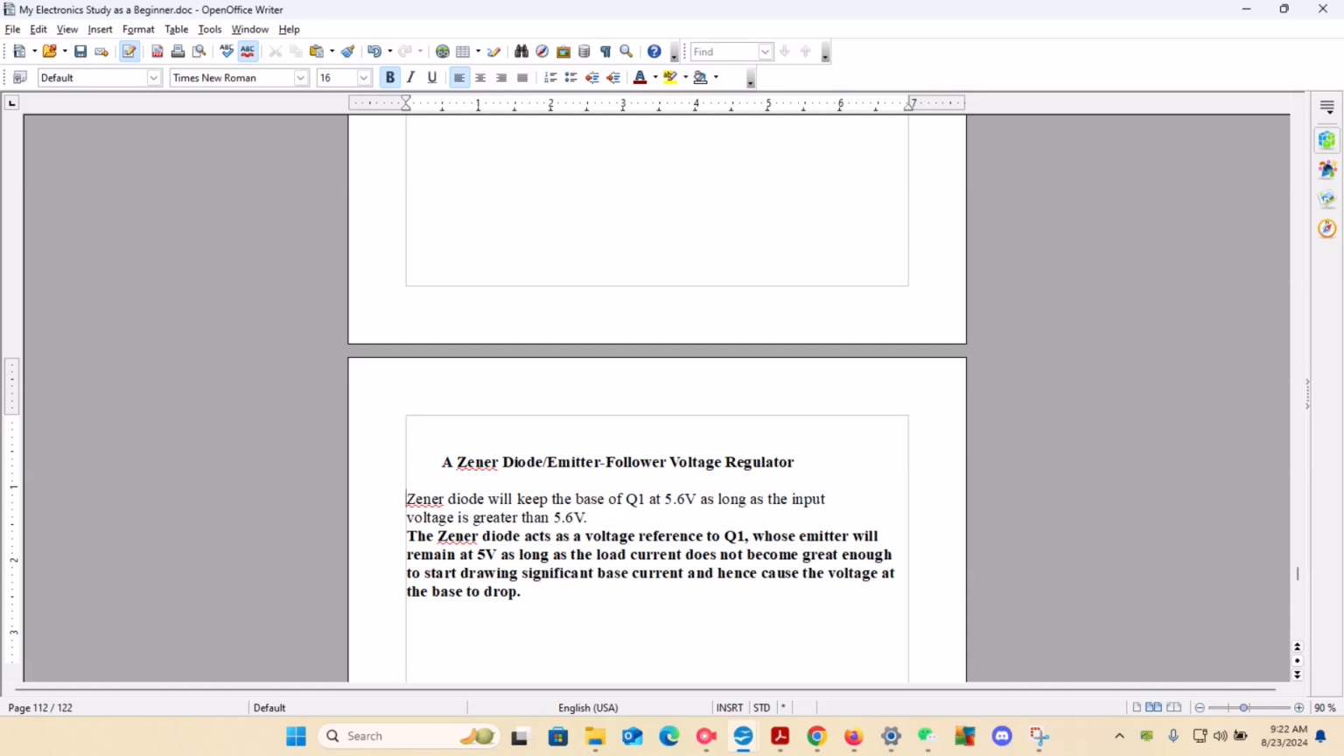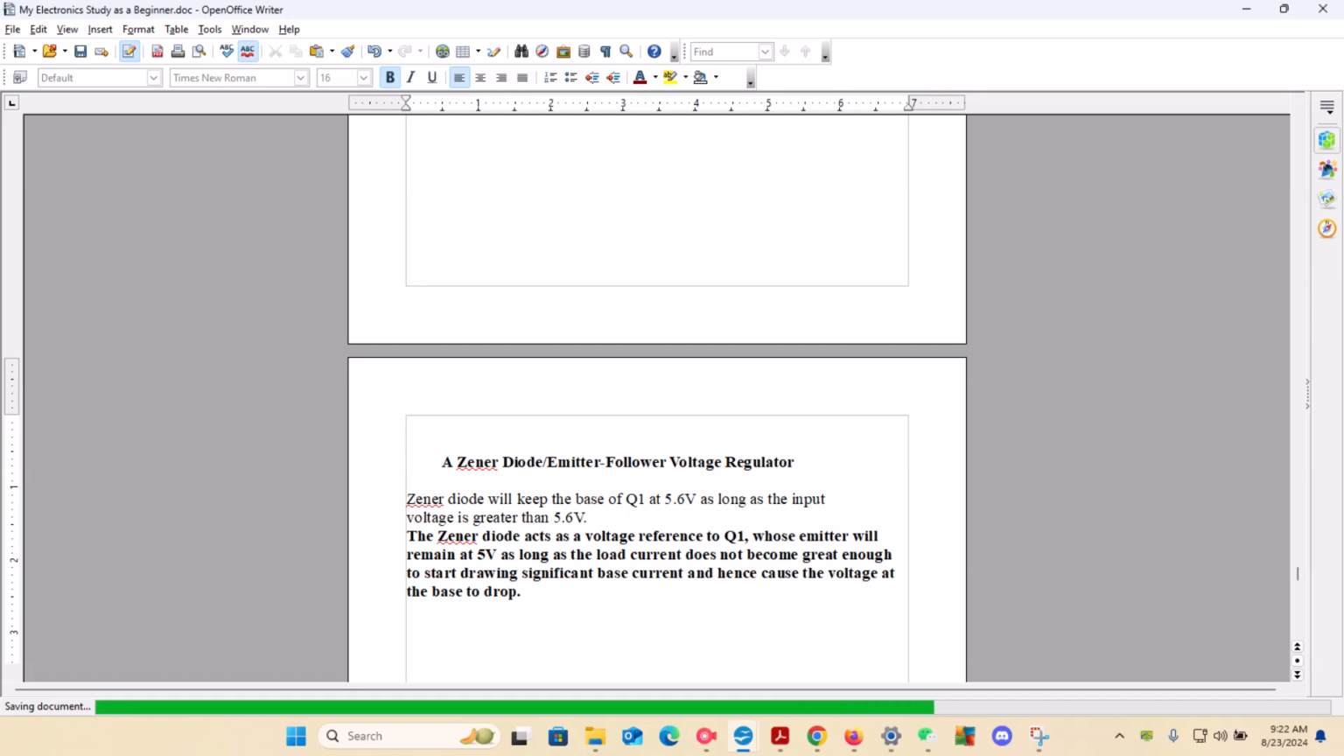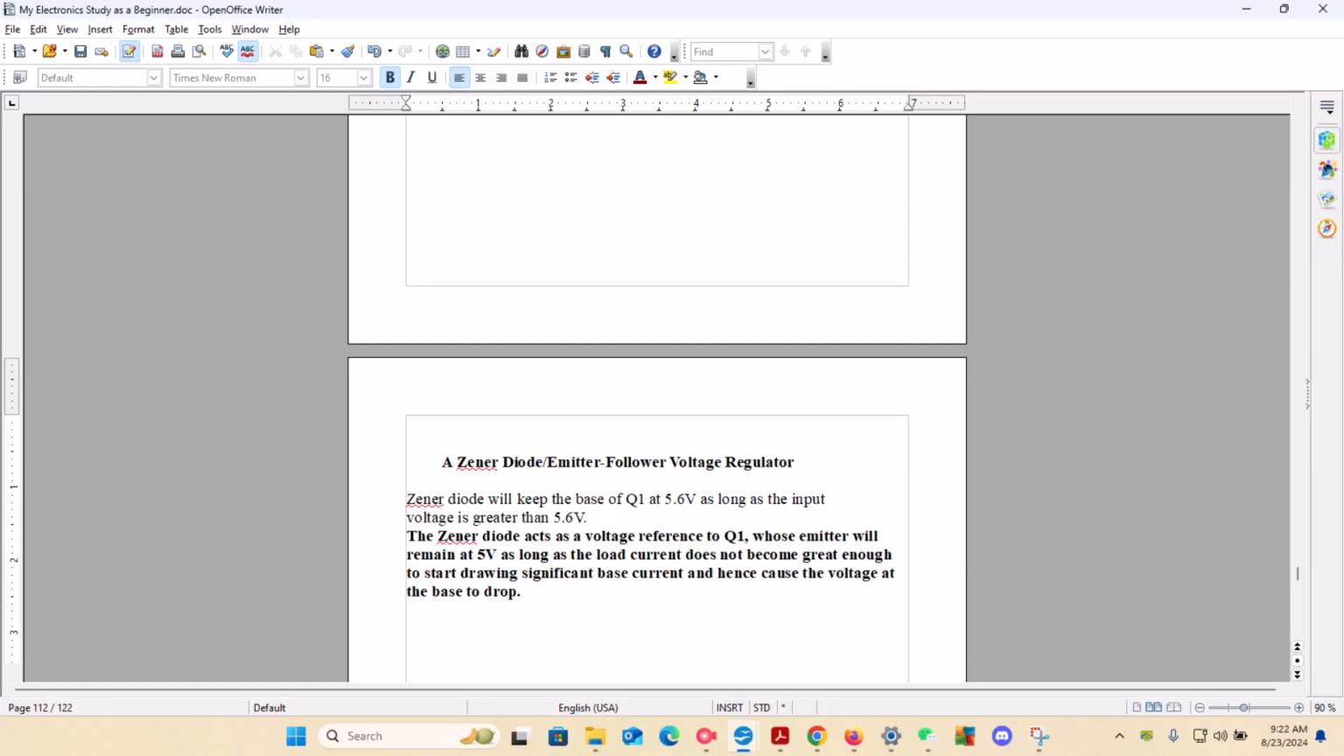The Zener diode, as I have here, acts as a voltage reference to Q1, which is the switch, whose emitter will remain at 5 volts as long as the load current does not become great enough to start drawing significant base current, and hence cause the voltage at the base to drop.